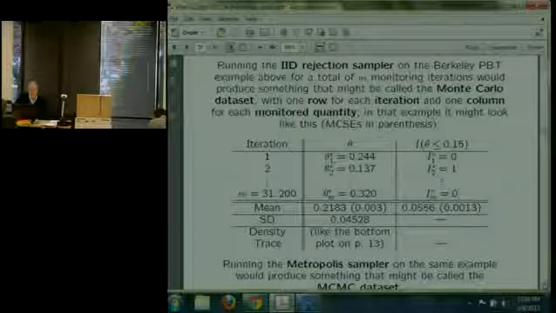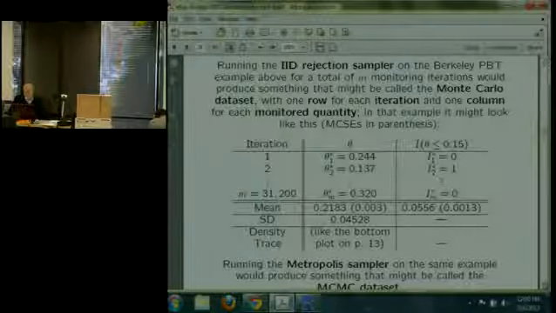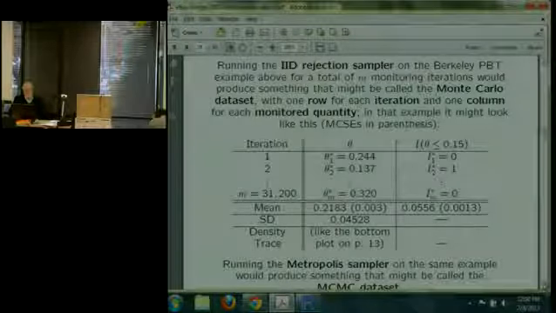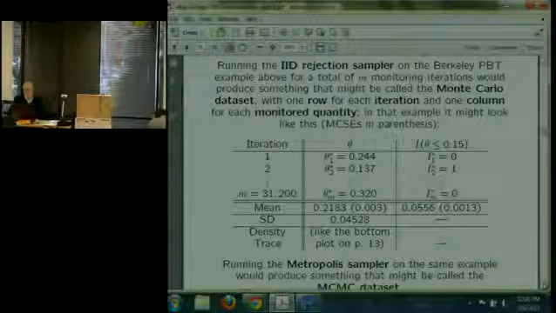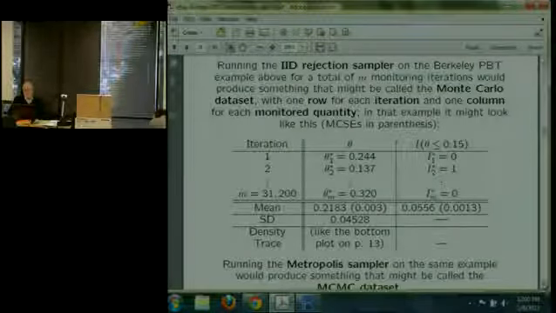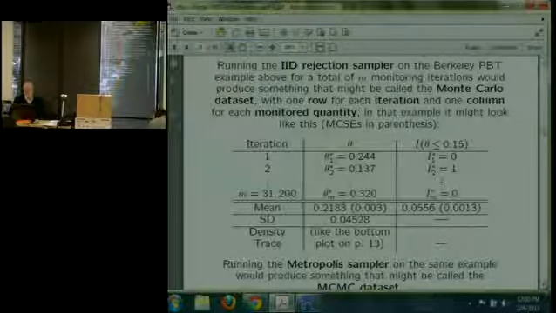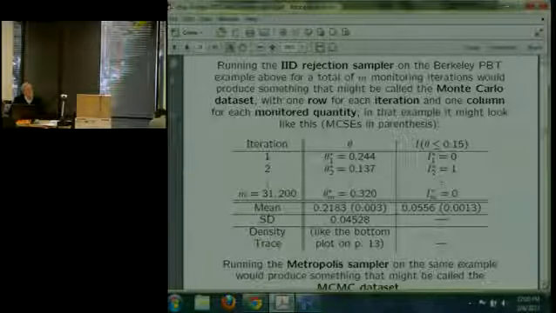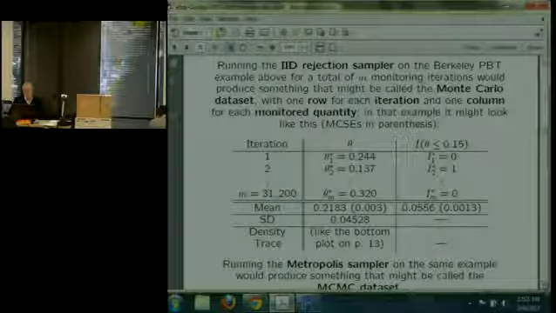In that particular example, it might look like this, and the Monte Carlo standard errors are given in parentheses here. I have a table where the first column is iteration number, the second column is the sampled values of theta, and the third column is the sampled values of the indicator function that theta is less than or equal to 0.15. The iterations run from 1 to little m, which was 31,200. The theta stars bounce all over the place because they're IID draws from that beta distribution. So the first one might come out 0.244 and the next one 0.137 and so on.